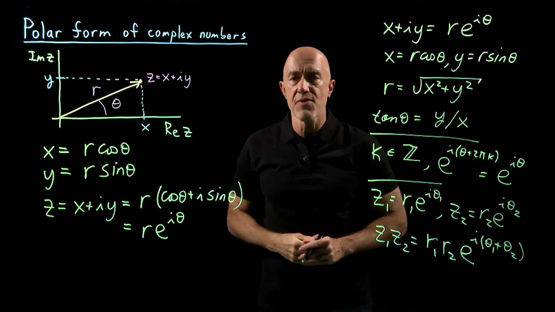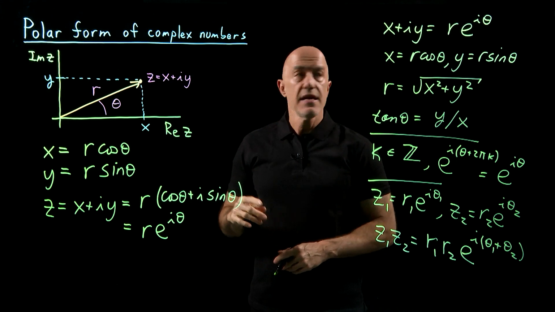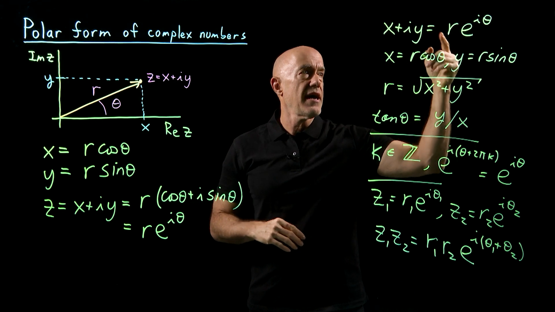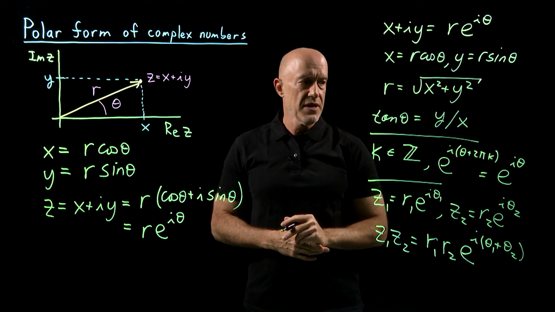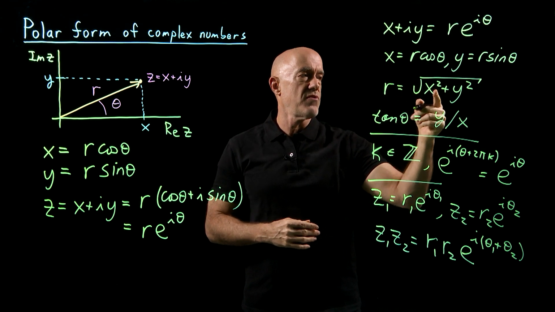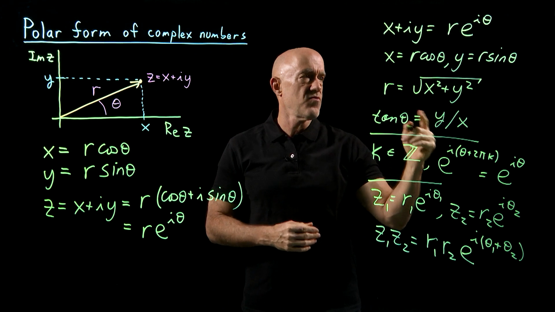Okay, let me summarize. So the polar form of a complex number is writing x plus iy as r times e to the i theta, and that we can invert for r and theta. So r is the square root of x squared plus y squared, and the tangent of theta is y over x.